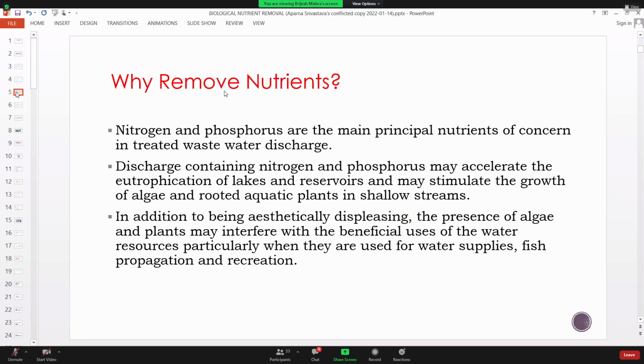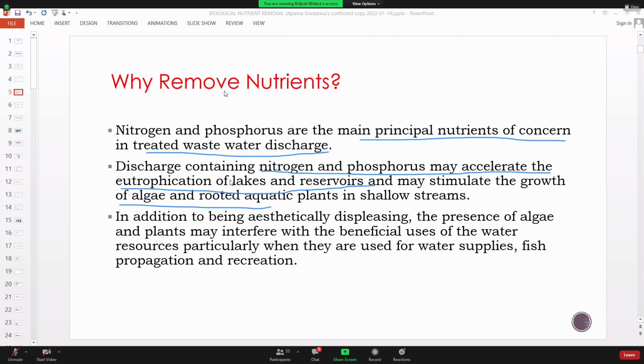Why remove nutrients? We already discussed it, because if we don't remove them, they will be discharged in the treated wastewater. Discharge containing nitrogen and phosphorus may accelerate the eutrophication of lakes and reservoirs. With eutrophication, there is growth of algae and rooted aquatic plants in shallow water. This is one of the problems.